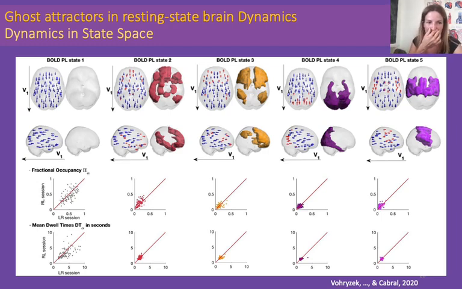And you see, for example, that the probability to be in the first state, the global mode, these probabilities are close to the diagonal. So this means that there is some reliability. The people who in the first scan spend more time in the global mode, in the second scan, the second day, will also spend more time in the global mode.